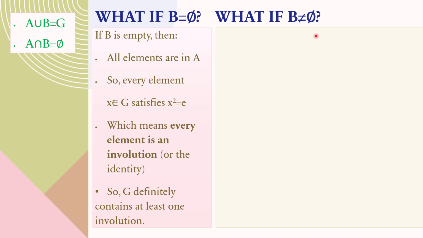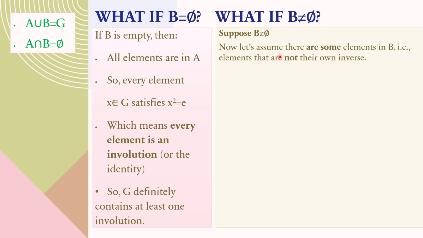Second, if we take B is not equal to the empty set, it means there is something in B. We are assuming that there are some elements in B, that is, elements that are not their own inverses. They have a different inverse. For example, 2 and the inverse of 2 is 1/2, so both of them are part of the set. Therefore, it's a group, right? So we have those elements that are not their own inverses.